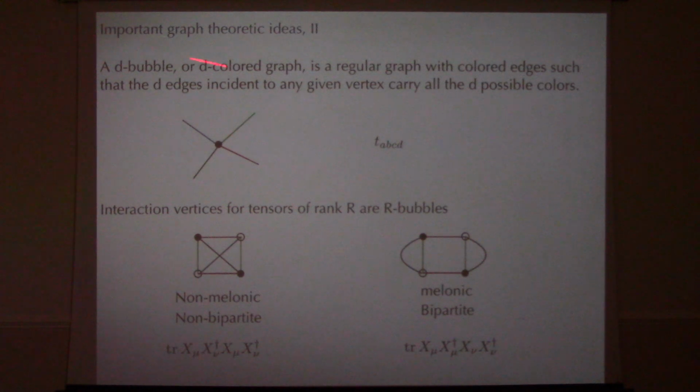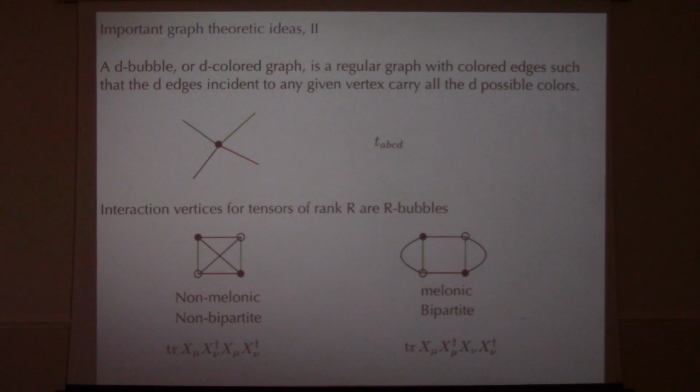So we'll call a D-bubble or D-colored graph a regular graph. Regular means that the valency of all the vertices is the same and will be D, such that you color the edges. Each edge has a given color picked from the set from 1 to D, in such a way that the D edges that are incident to any given vertex carry all the possible D colors. So for each vertex, you have all the possible colors attached to it, and each of them appears only once. You cannot have the same color incident twice. These sorts of graphs we call the D-bubble or the D-colored graphs.